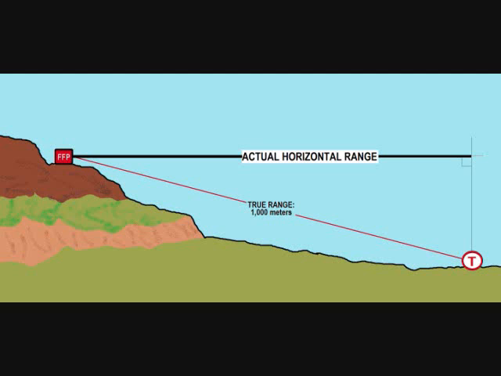So, for example, if we look at this, we have a right triangle, and the top line there, the actual horizontal range, is one leg of the triangle. And the true range would be the hypotenuse. Now, these two are going to be different lengths, obviously. If you just consider the shape of a triangle, the true range, the hypotenuse, the blue line on the bottom there, is going to be a longer line than the top one. So your true range on angled shots is always going to be longer than your actual horizontal range.